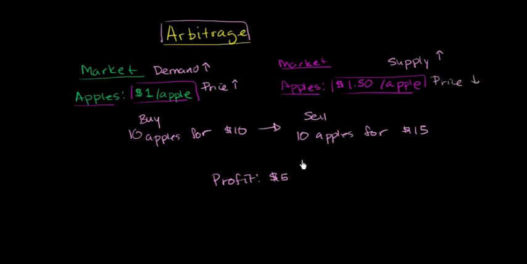So in theory, the more you do this, the more you're going to make these prices come closer to each other. And eventually, you won't be able to make any profit at all. But while there's this discrepancy, you have an opportunity for arbitrage.